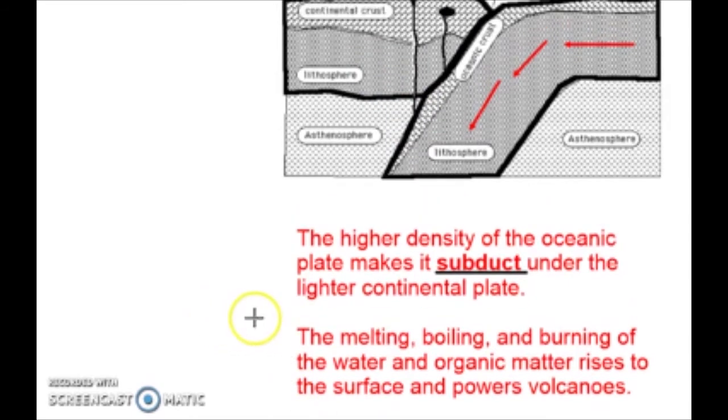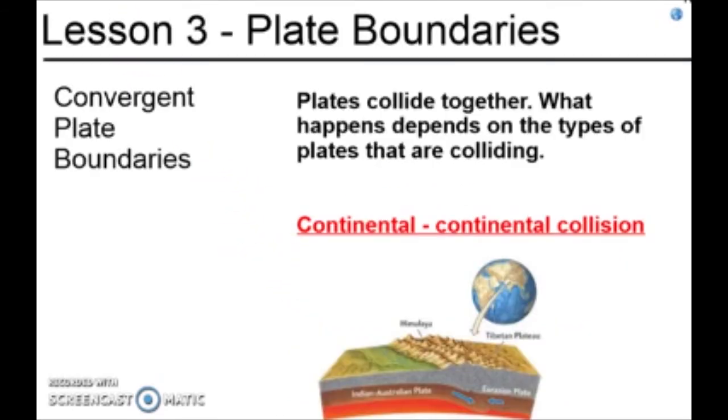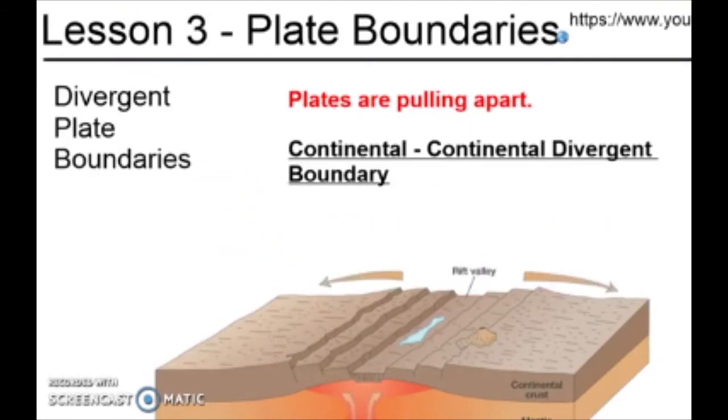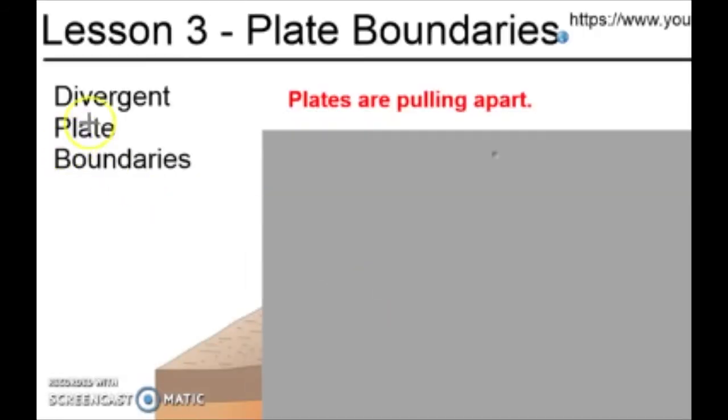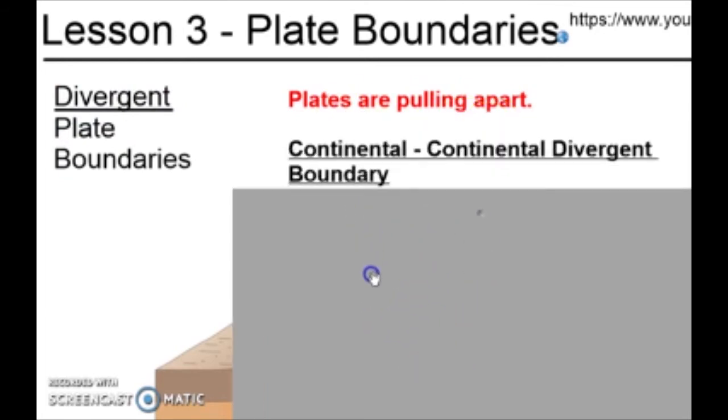That covers the two types of collisions we will talk about. So these are to converge. Now up next we have to diverge, where plates are diverging. Okay? Divergent means to pull apart. And this word is important too. Divergent, plates are pulling apart. We're going to see in the simulator what happens here with a continental divergent boundary.